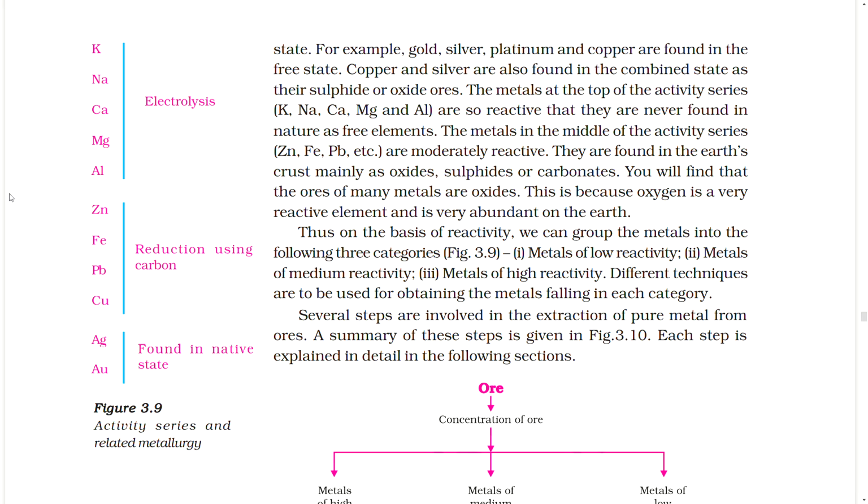1. Metals of low reactivity. 2. Metals of medium reactivity. 3. Metals of high reactivity. Different techniques are to be used for obtaining the metals falling in each category. Several steps are involved in the extraction of pure metals from ores. A summary of these steps is given in the figure. Each step is explained in detail in the following sections.